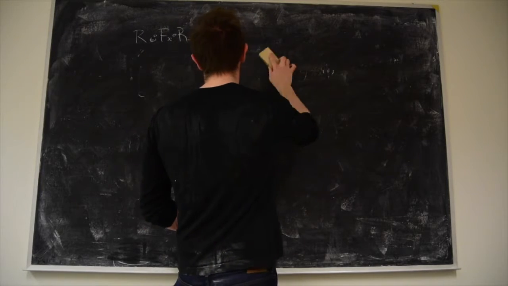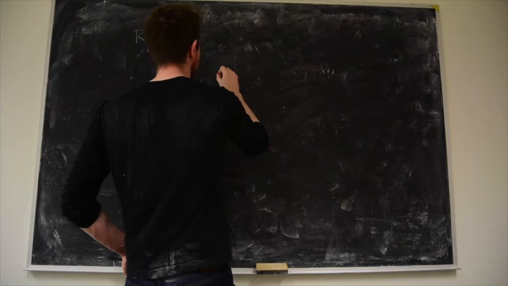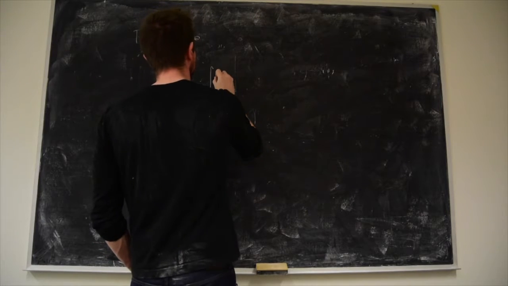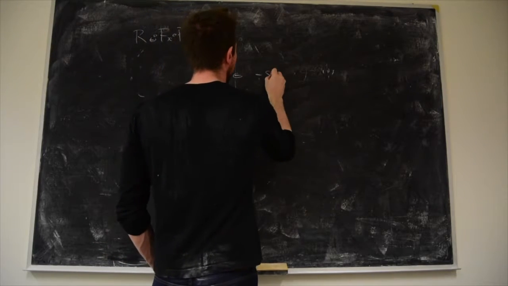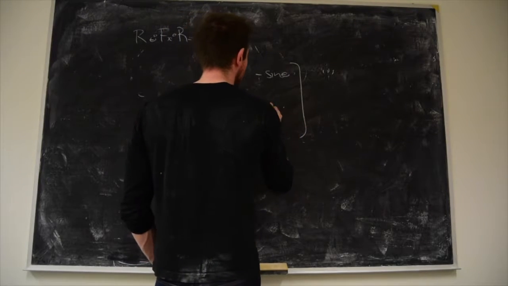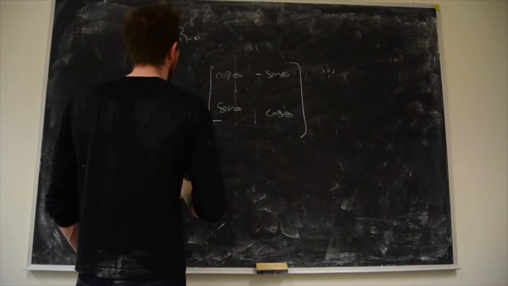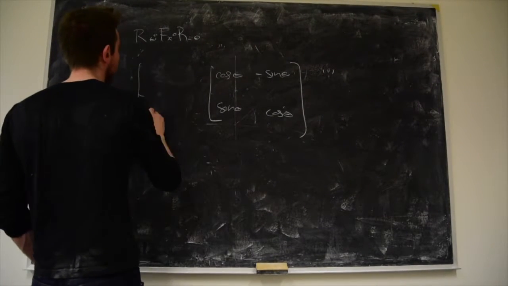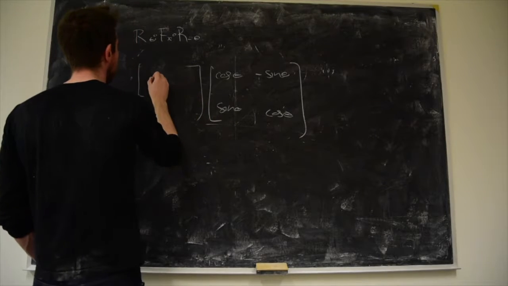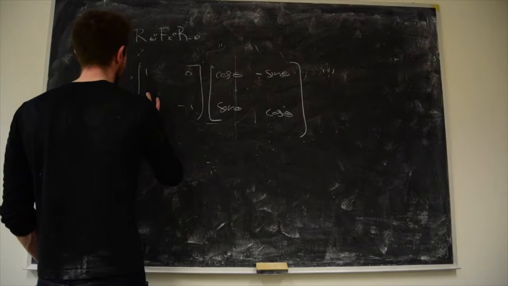Okay, so how are we gonna make these matrices? Well, first I need the rotation by theta matrix, right? And we've seen that this is cosine theta, negative sine theta, sine theta, cosine theta. And then I'm gonna reflect it across the x-axis, right? And this, of course, is 1, 0, 0, negative 1.